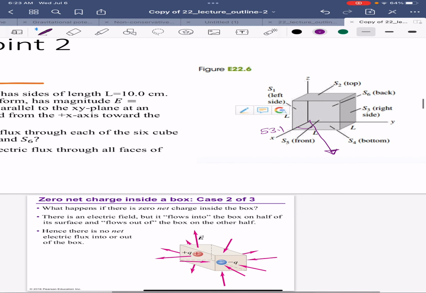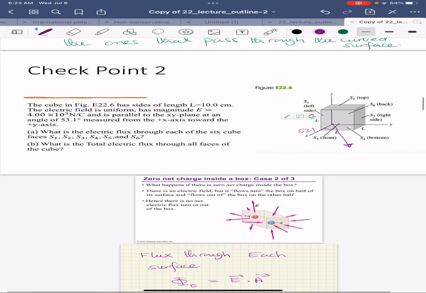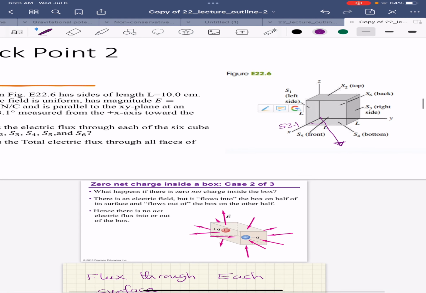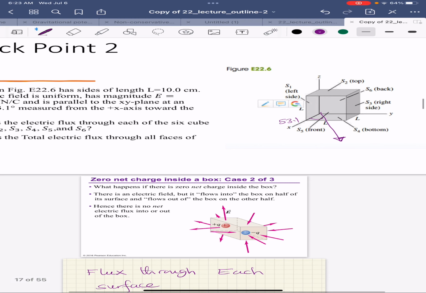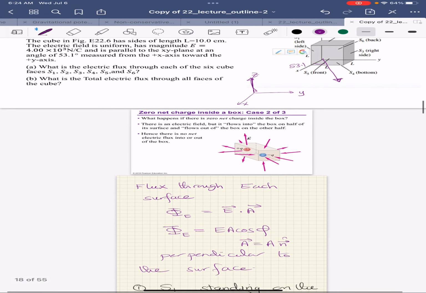Something here that I want you to know: my x is here. It's not how we usually draw it. Usually we use my axes here. This is the x, this is the y, and this is my z. This is how really the axes are.